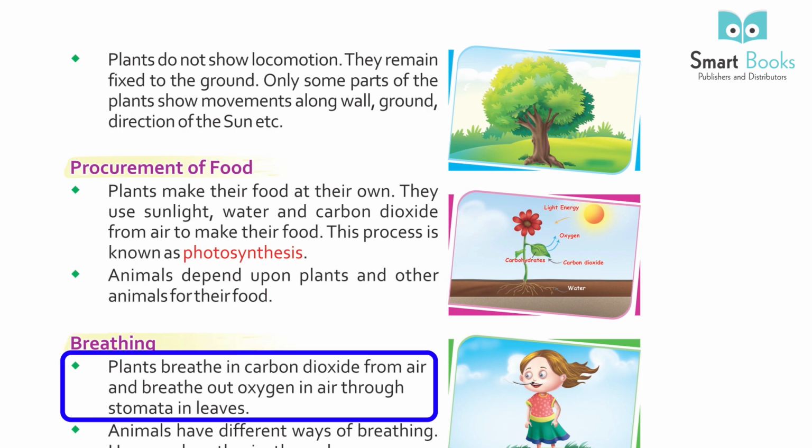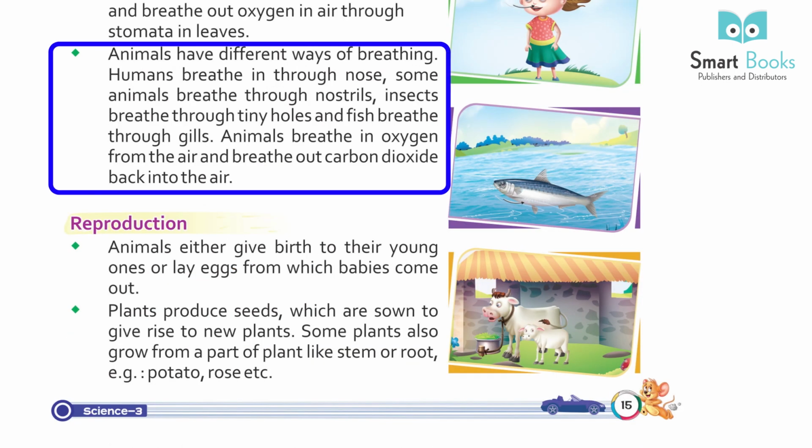Breathing. Plants breathe in carbon dioxide from air and breathe out oxygen in air through stomata in leaves. Animals have different ways of breathing. Humans breathe in through the nose. Some animals breathe through nostrils. Insects breathe through tiny holes and fish breathe through gills. Animals breathe in oxygen from the air and breathe out carbon dioxide back into the air.